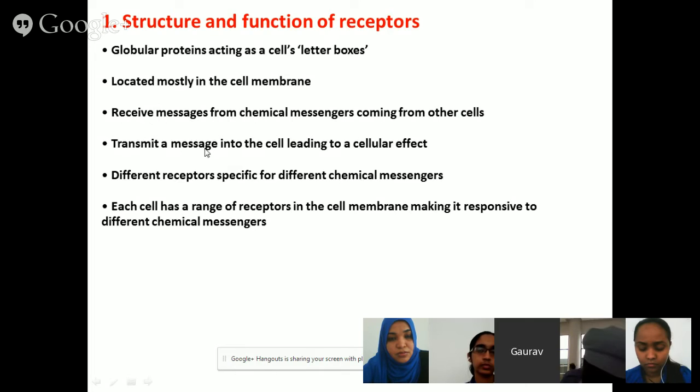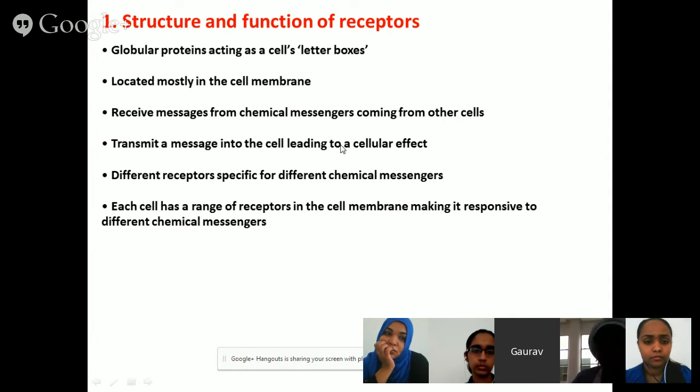Next is transmit a message into a cell leading to a cellular effect. So after receiving messages from chemical messengers, they transmit that message inside a cell in the form of different types of reactions that we'll discuss later in the slides. Next point is different receptors specific for different chemical messengers. This is a very important point. For each and every type of chemical messenger there is a specific receptor. Each receptor accepts a specific type of chemical.